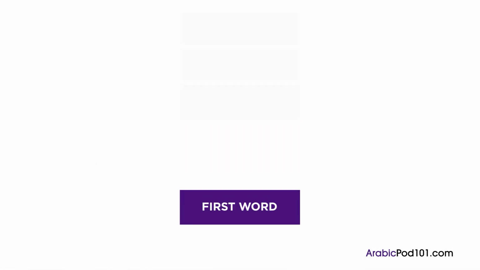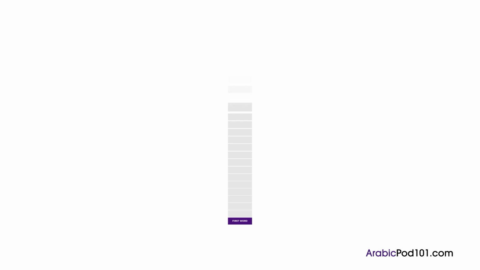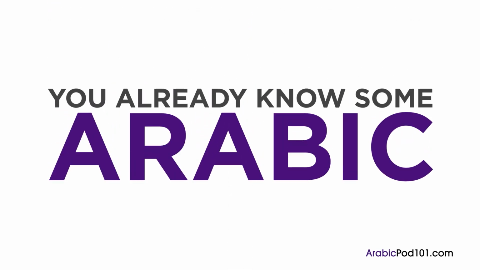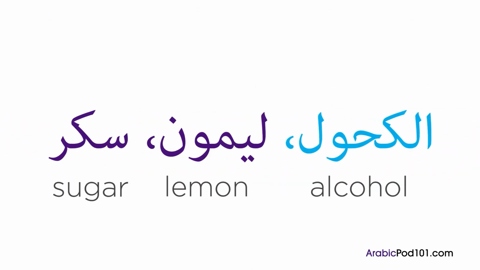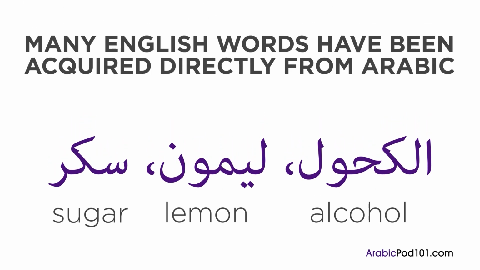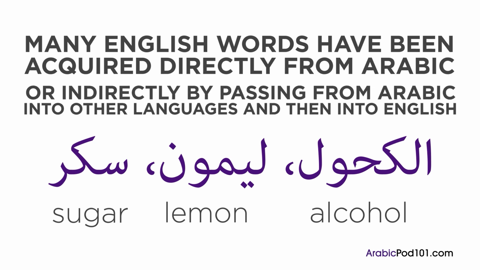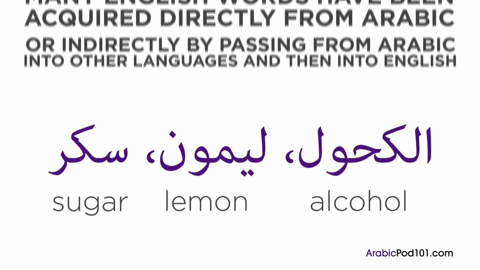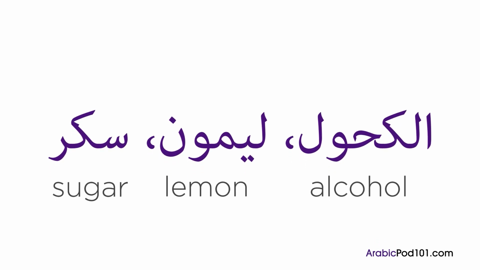Well, it's as simple as learning your first word in Arabic and building up from there. The fact that will surprise you is that you already know some Arabic. الكحول, ليمون, سكر. Many English words have been acquired directly from Arabic, or else indirectly by passing from Arabic into other languages and then into English.